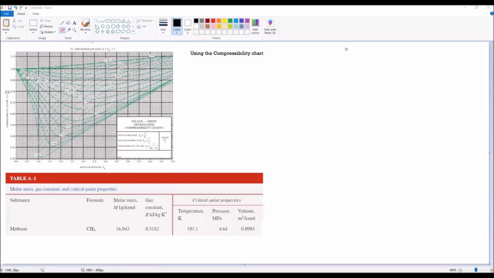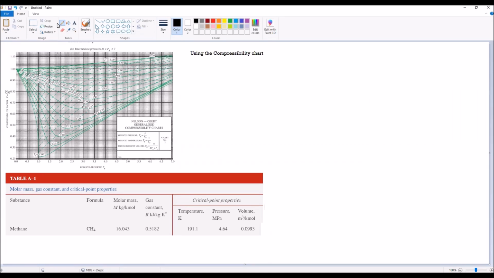I'm going to show how to use figure A15 from the thermodynamics textbook to determine the compressibility when pressure and temperature of the gas are given. The compressibility chart is used to determine whether the gas behaves like an ideal gas or it's far from it.